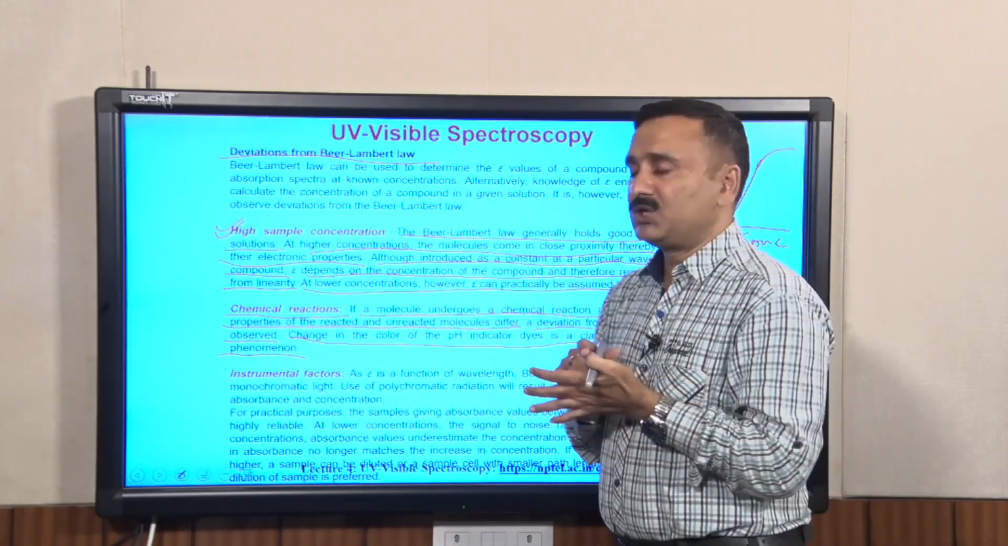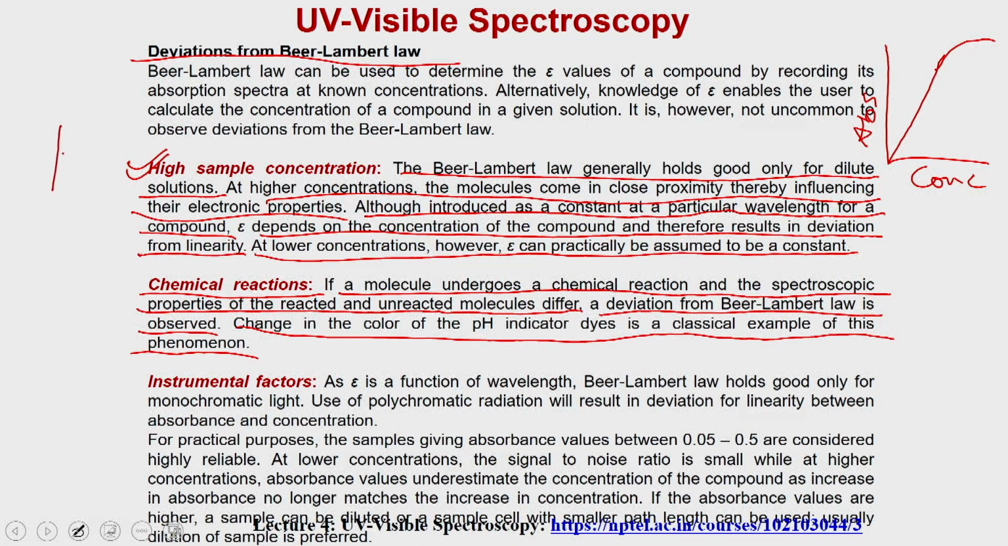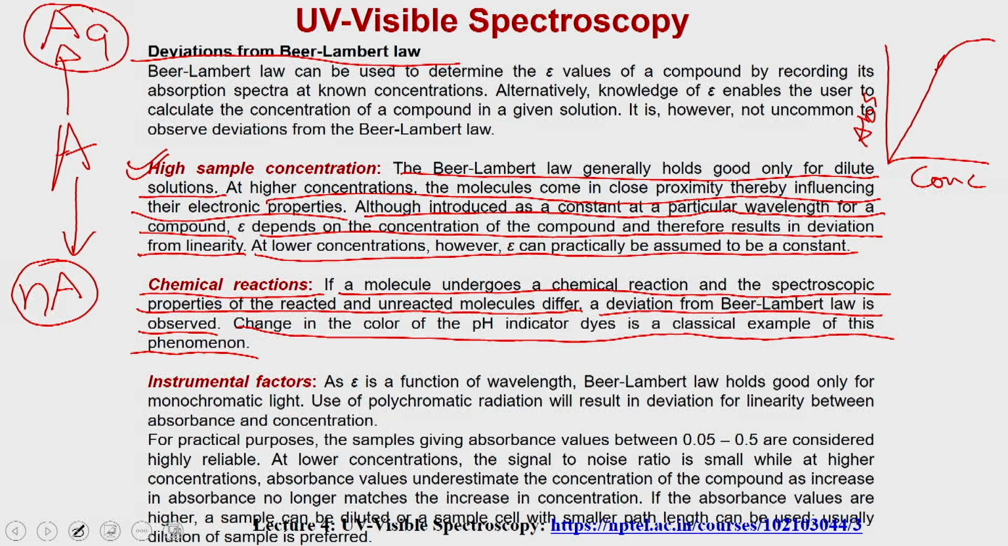Apart from chemical reactions, suppose you have a molecule A. Either it goes for polymerization reactions or it goes for disintegration reactions, which means either the A gets broken down into more A's or A gets into polymerization. That also is going to give you a deviation from the Beer-Lambert law, because as you see, A is directly proportional to epsilon and Cl, right.